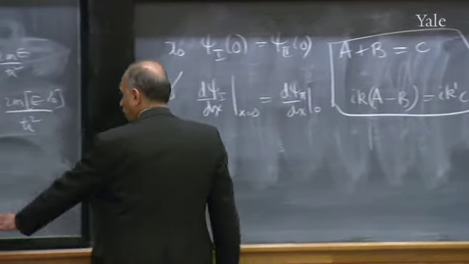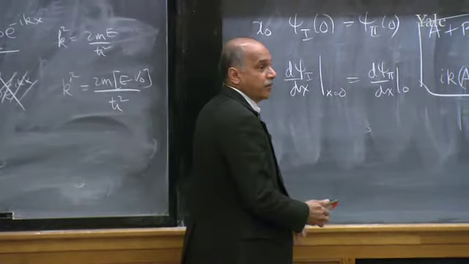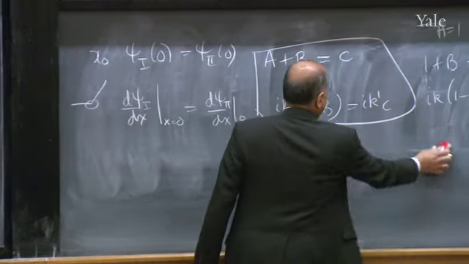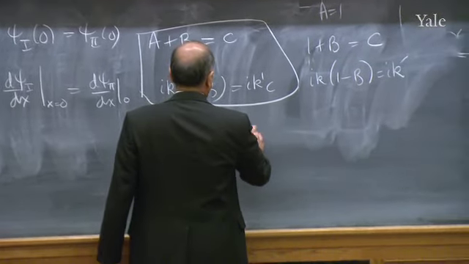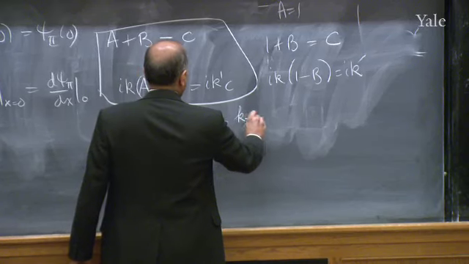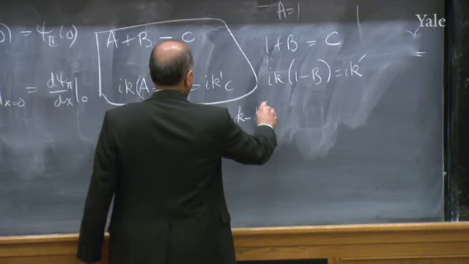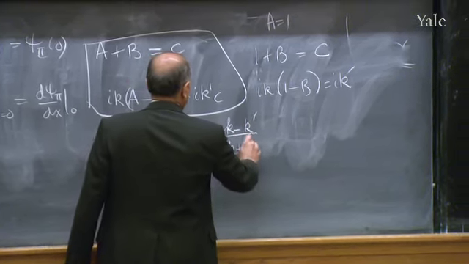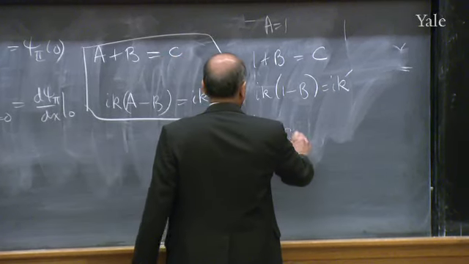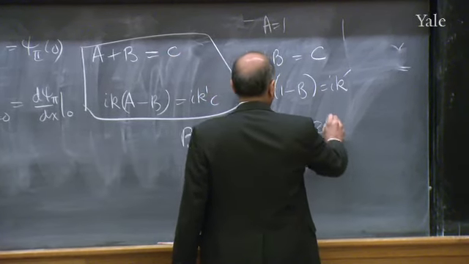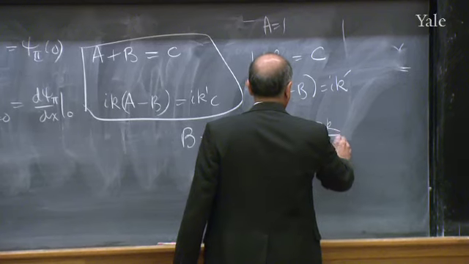Now, of course, you can solve for b and you can solve for c, and I'm not going to do that here. It's very easy. You're going to find b is equal to k minus k prime over k plus k prime. You're going to find c is equal to 2k over k plus k prime.